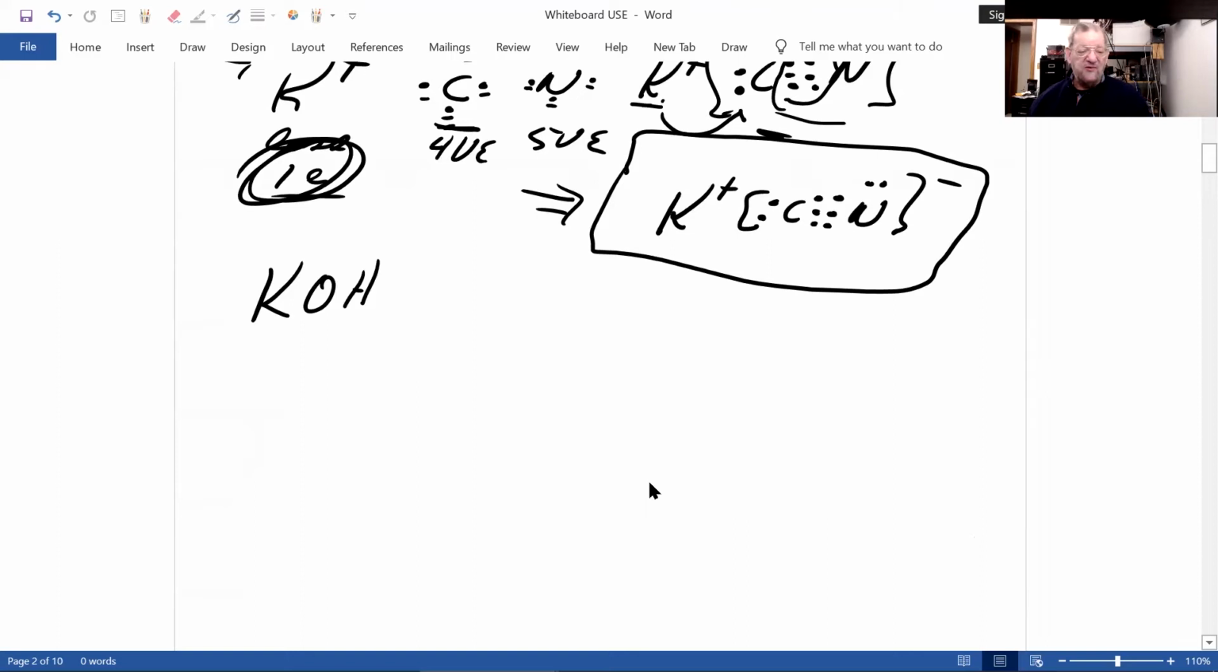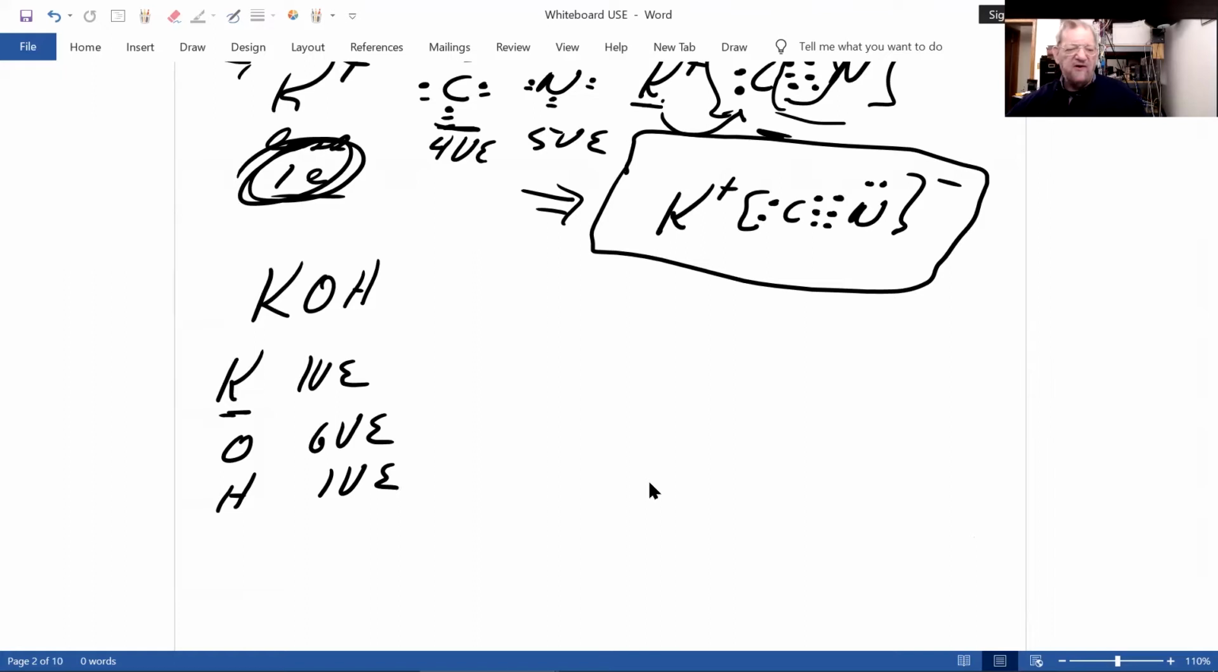And why don't you try this one? Now, I'm going to help you out. Potassium has 1 valence electron, but it's potassium, and you knew what that does. Oxygen has 6 valence electrons, and hydrogen 1 valence electron. And why don't you try and draw the Lewis structure for potassium hydroxide? Boy, let's look at the clock. Time flies when you're having fun with chemistry.